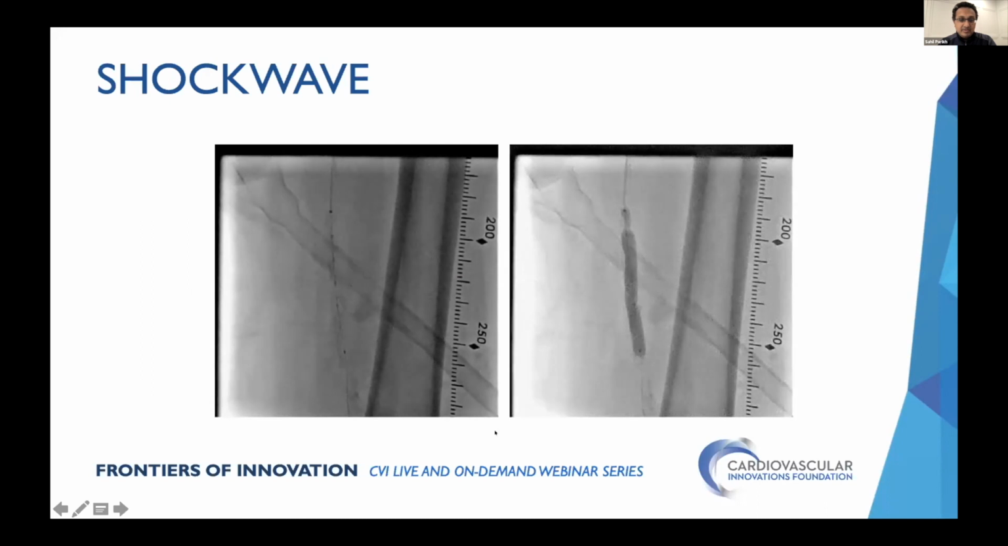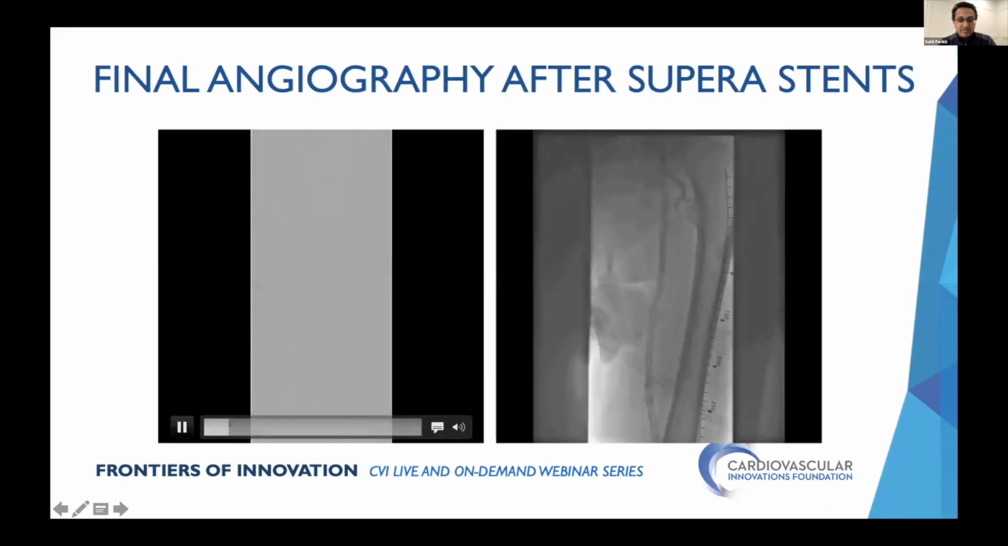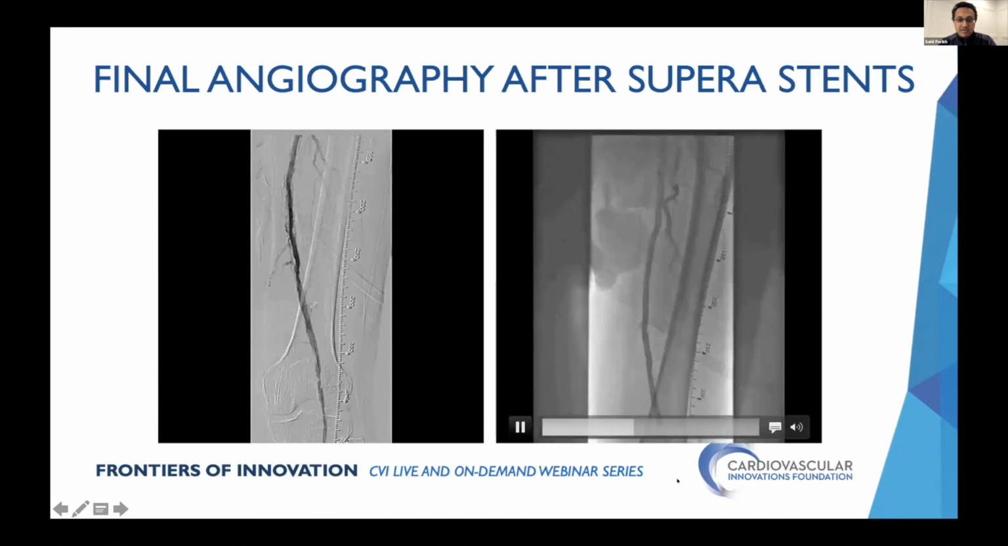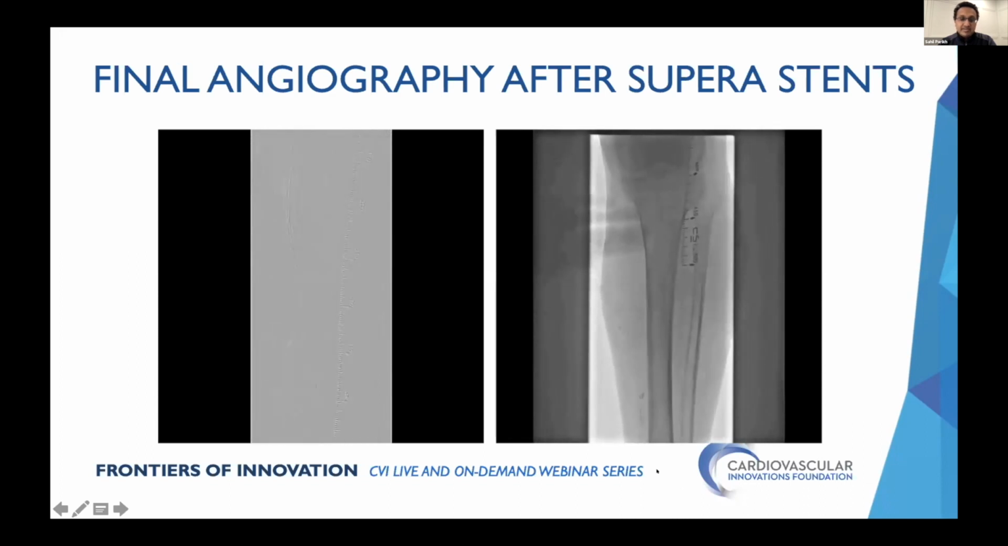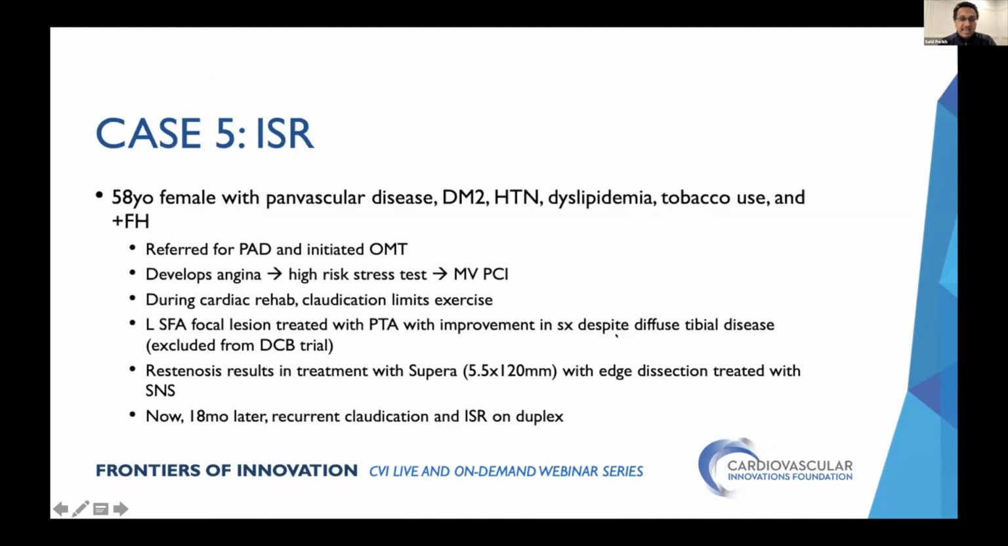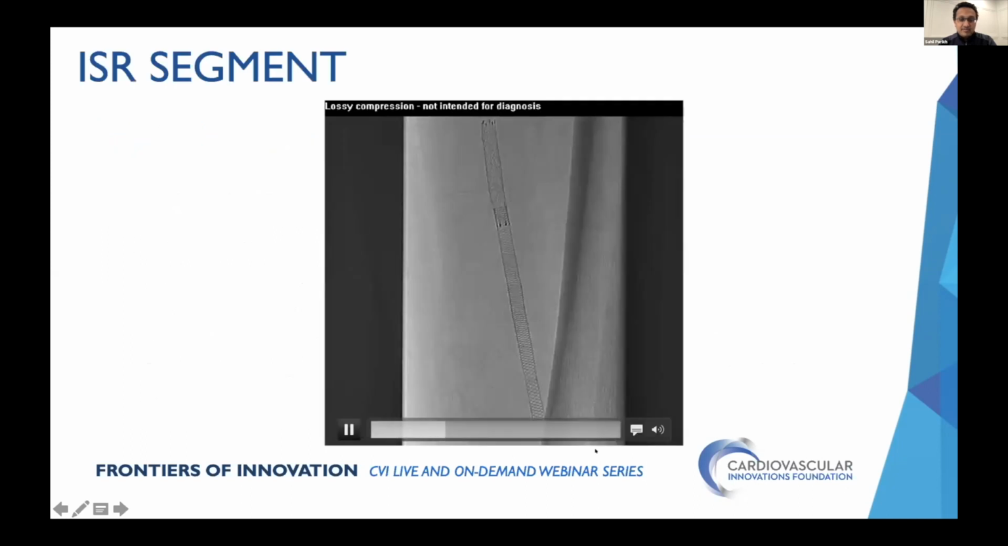And we were able to dilate, and you'll see on the left, this is a post-angioplasty, and on the right is the post-Supera result. And this patient healed and did very well with patency now out to 2.5 years. Last example is in-stent restenosis, a 58-year-old patient of mine who had Supera stenting and then an edge dissection and came back with claudication, and unfortunately, no good deed goes unpunished. She has focal diffuse ISR in this Supera stent and not in the self-expanding nitinol stent.